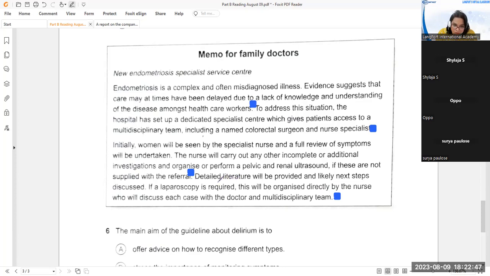If a laparoscopy is required, this will be organized directly by the nurse, who will discuss each case with the doctor and the multidisciplinary team. Detailed literature, meaning detailed information like leaflets or booklets, whatever they need, will be provided, and possible steps will be discussed with the patient.